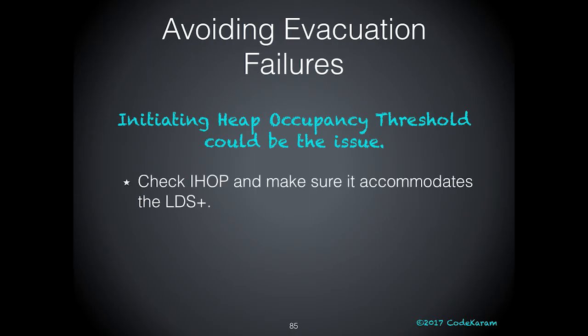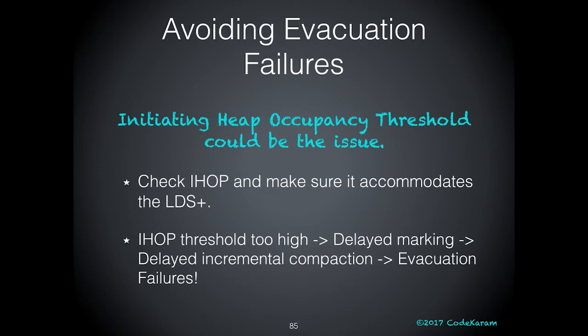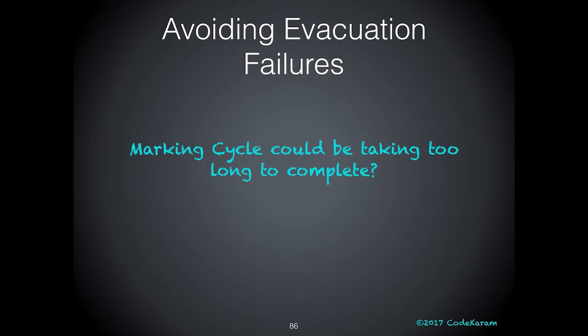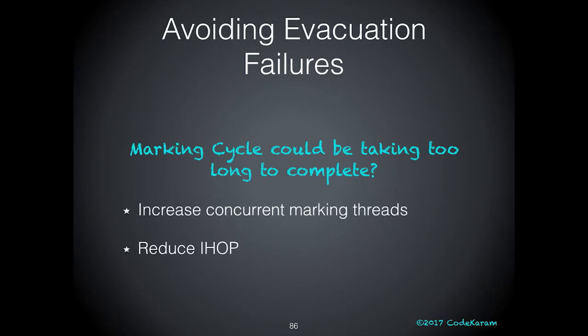Your IHOP could be the issue. Again, if the threshold is too high, then guess what? Your marking cycle may not be able to complete in time, and it can delay the incremental compaction, which is mixed collections, and then you can have evacuation failures, right? The marking cycle could be taking too long to complete. Remember I said we have marking threads that help with the marking cycle, right? So increase those thread counts, and reduce the IHOP to start the marking cycle a little bit earlier.